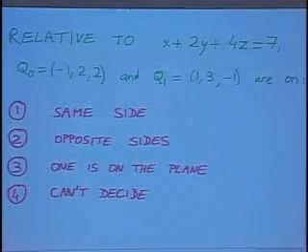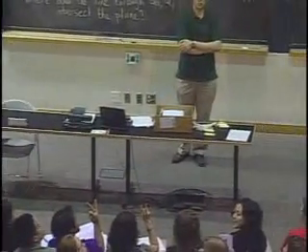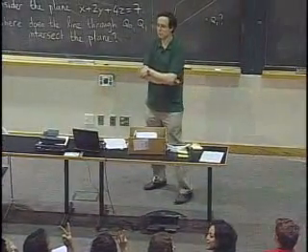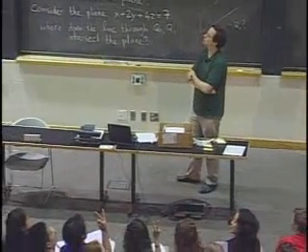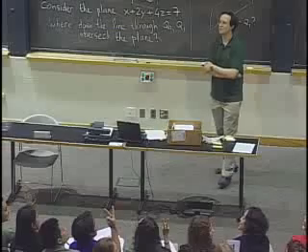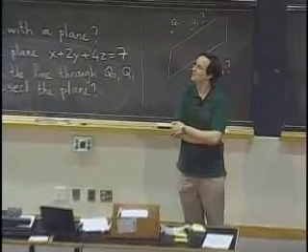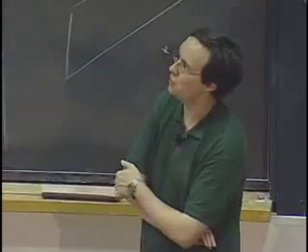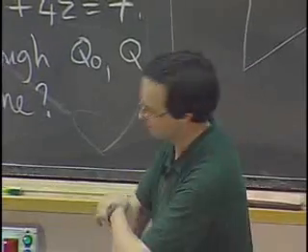Okay, it looks like a lot of you have forgotten your cards. So I see people raising 2 fingers. I see people raising 3 fingers. And I see people raising 4 fingers. I don't see anyone answering number 1. So the general idea seems to be that either they're on opposite sides or maybe one of them is on the plane. Well, let's try to see. Is one of them on the plane?